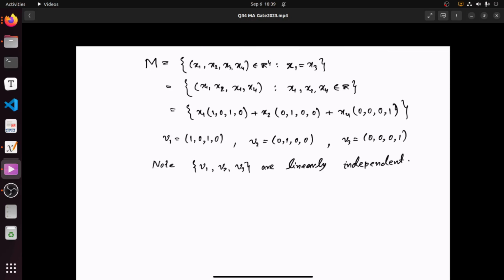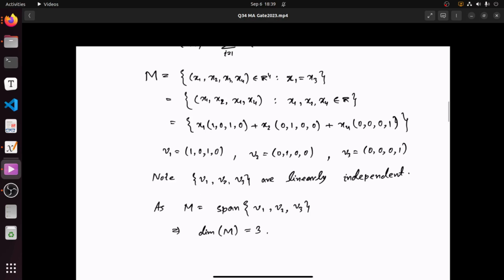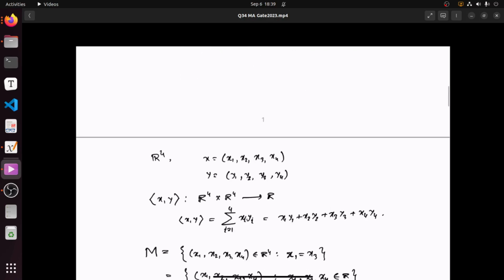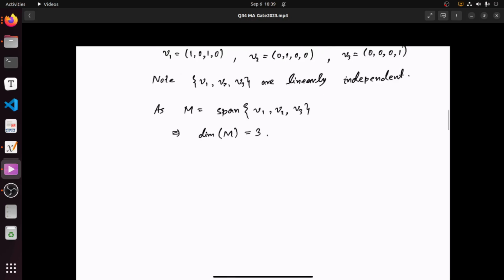As M is the span, meaning finite linear combinations of these three vectors v1, v2, v3, this implies the dimension of M is 3. So we have found the dimension of M, which is 3. Now we have to find the dimension of the orthogonal complement.